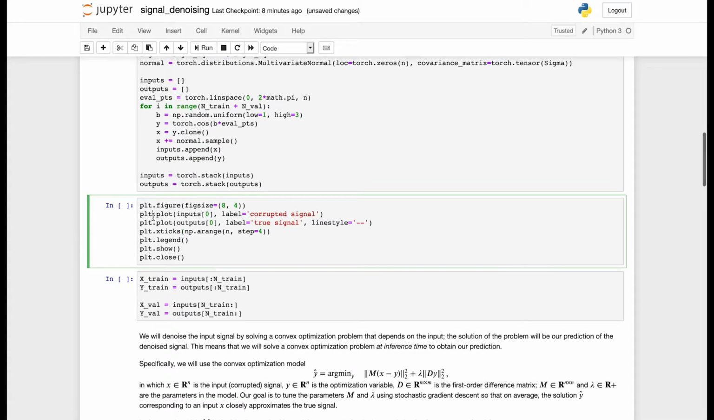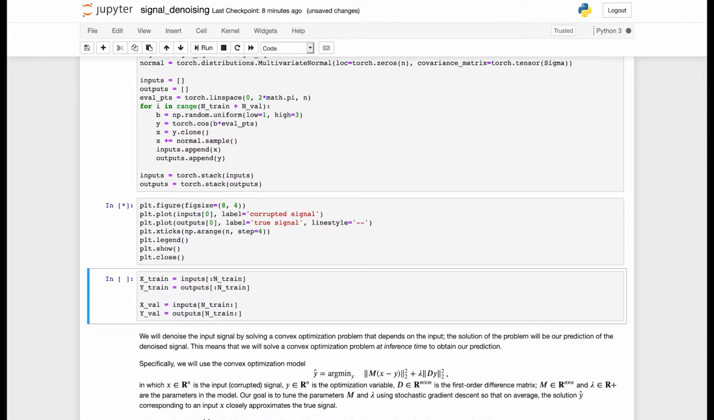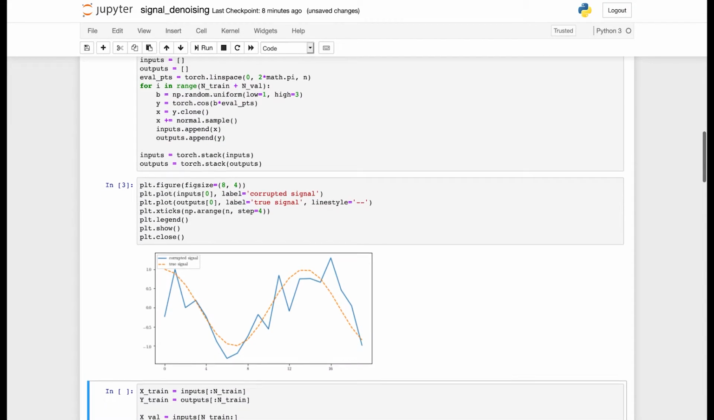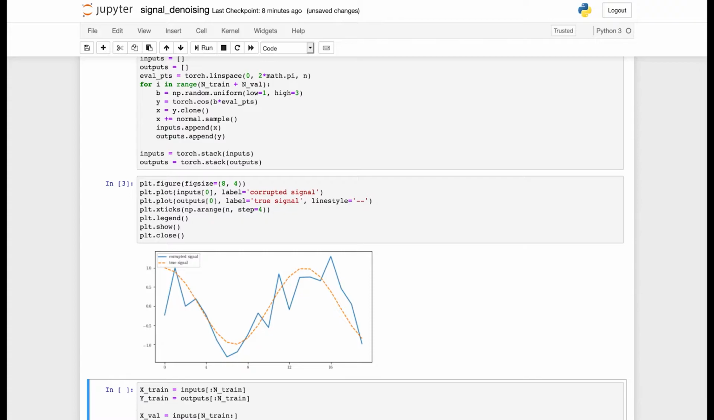each component. But it's more interesting to look at a picture. This is an example of a training data and label pair in the dataset. The blue solid jaggedy line is the corrupted signal, and that's our input. The goal is to predict the true underlying signal, which is the dashed orange line.